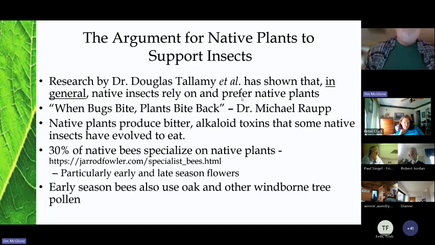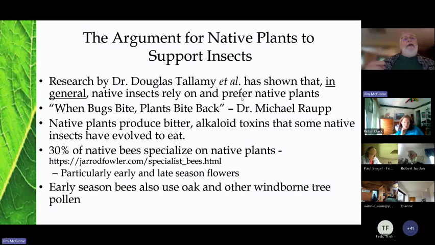That's looking at it from the perspective of the lepidopterans and the caterpillars. If you look at our native bees, about 30% of our native bees are specialized on native plants. And this is particularly with our early and late season flowers. We're also seeing a lot more evidence that some of our early season bees are using pollen from oaks and other wind-borne or wind-pollinated trees.